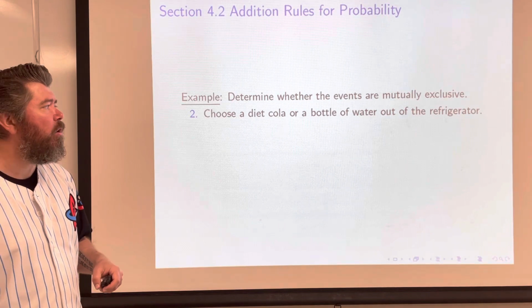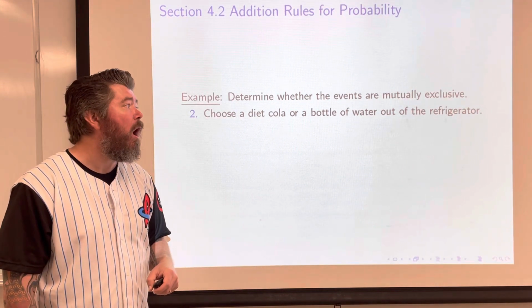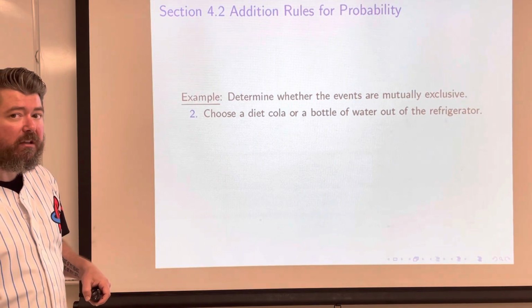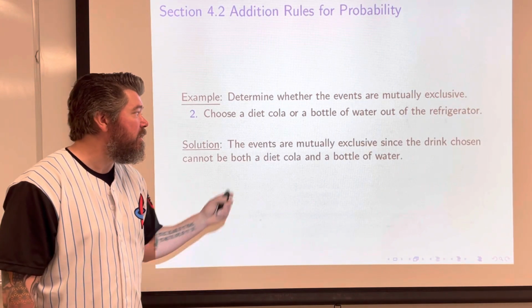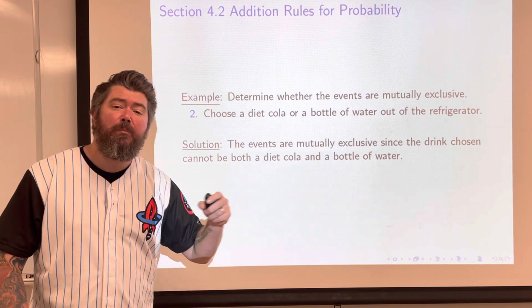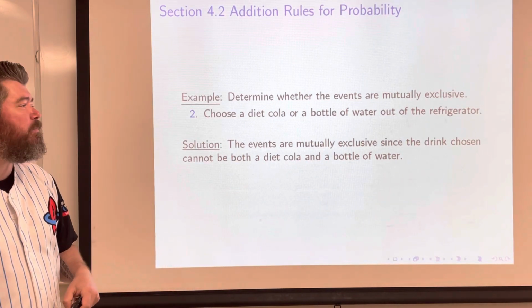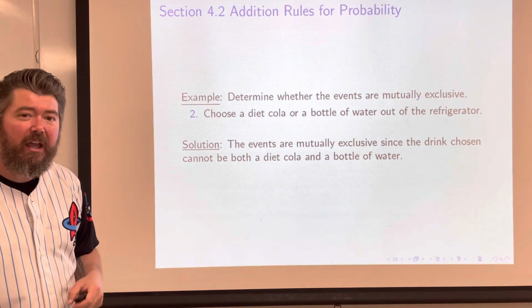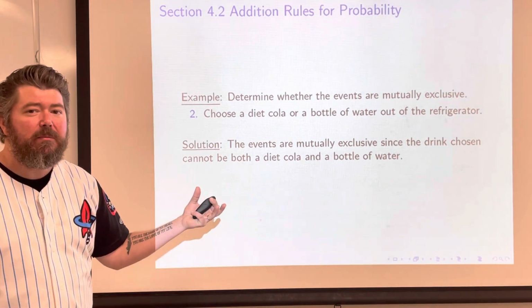Let's look at this example. Choose a Diet Cola or a bottle of water out of the refrigerator. What do you think? That's correct. The events in this case are mutually exclusive. And that's because the drink chosen cannot be both a Diet Cola and a bottle of water. It has to be one or the other.